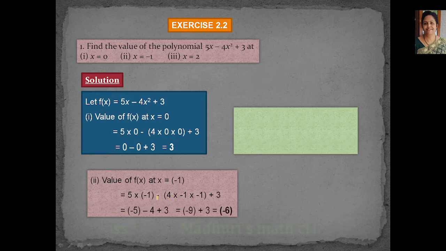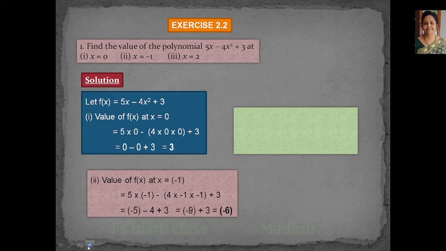Now minus, now two negative integers. So product of two negative integers is positive. So 4 into negative 1, 4. So minus 4 plus 3. So here two negative integers. Sum of two negative integers is negative: 5 plus negative 4 is negative 9, plus 3. Now 1 is negative, 1 is positive. We will find the difference. Difference is 6. And here this 9 has greater absolute value, its sign is negative. So negative 6 is the answer.